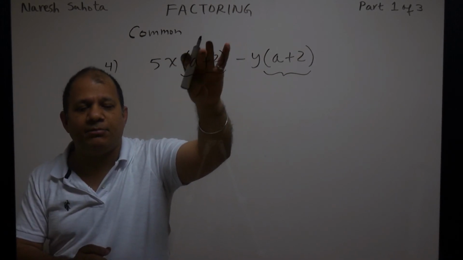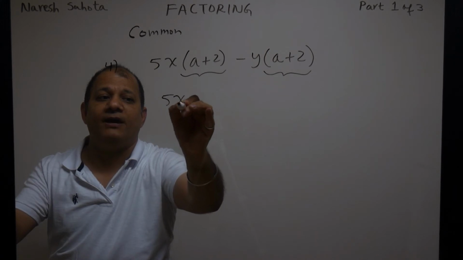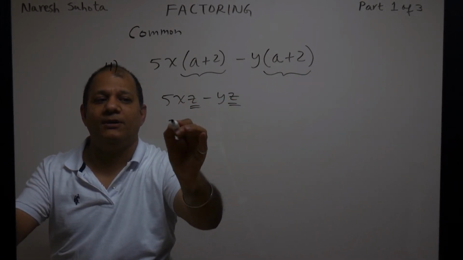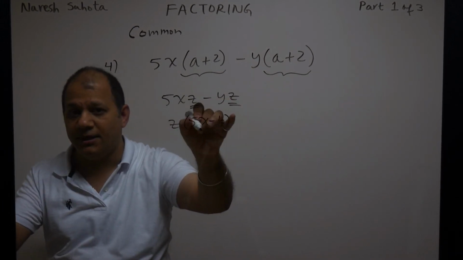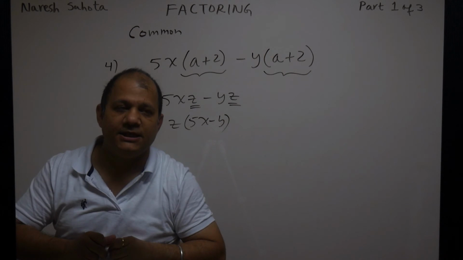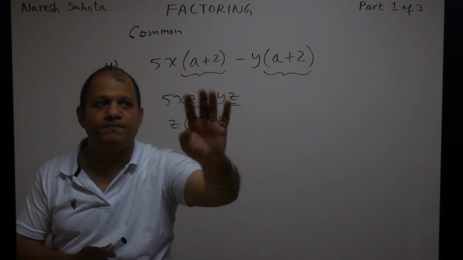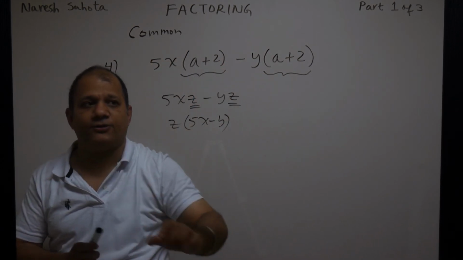Notice we still have two terms. I could replace a plus 2 by some variable, let's say z. Then this will become 5xz minus yz, right? Then you see z is common. I can take out z. I'll be left with 5x minus y, and I'm done, right? But it's the same concept. So I don't have to replace this bracket by some other variable. I can just take out the entire bracket as a common factor.